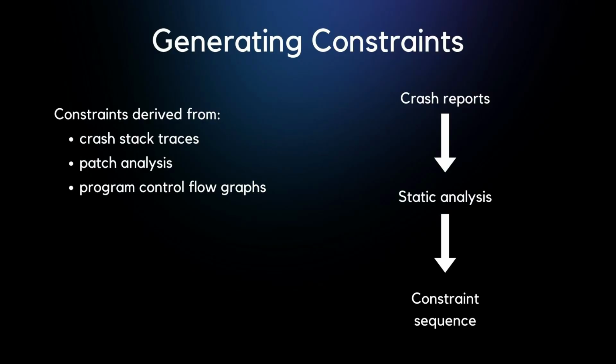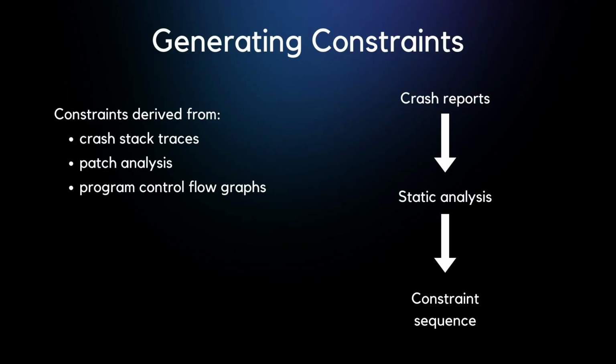The system also uses static analysis of the program's control flow graph. By analyzing the structure of the program, the system identifies possible execution paths that led to the crash location. These intermediate program points become constraints that guide the fuzzing process.